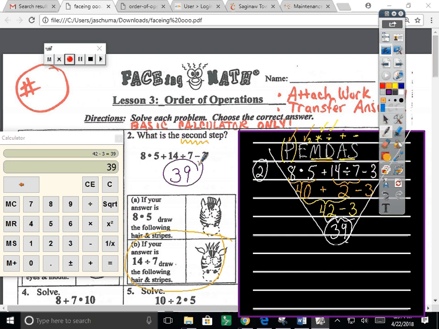So yes, if I back up, 8 times 5, be careful, that was your first step. And they actually asked for the second step. So don't forget to go to your face on the back, which is attached, and you're going to draw these fancy stripes and that fancy hairdo, of course.